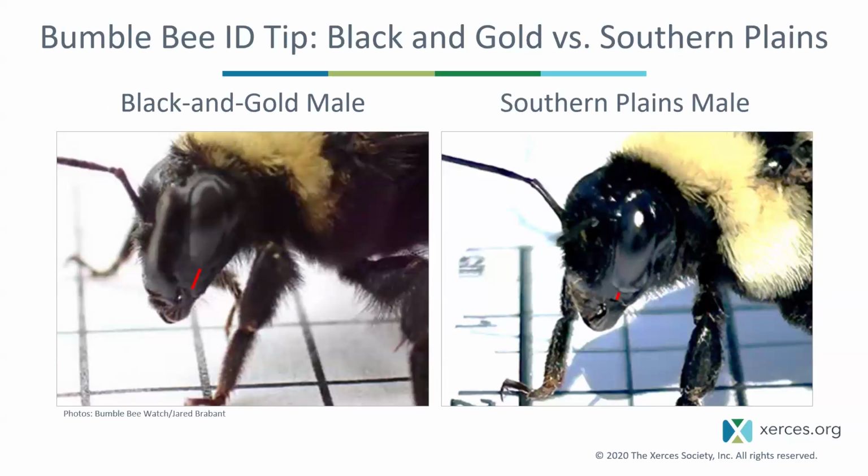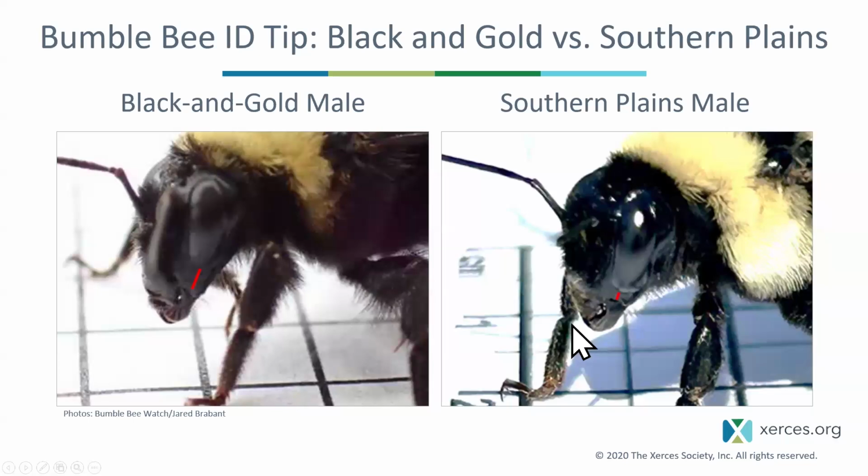Another thing to look out for is the length of the face. These are actually 2 female bumblebees. That's a typo there. But for Southern Plains and black and gold bumblebees, they have really different face shapes because the cheek lengths are quite different. Black and gold bumblebees have a really long face. The Southern Plains bumblebee, in contrast, has a shorter face, which gives it a sort of rounder looking appearance.